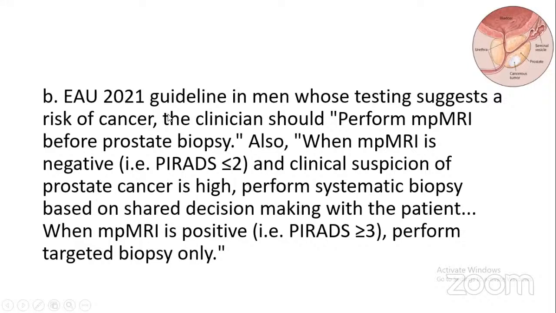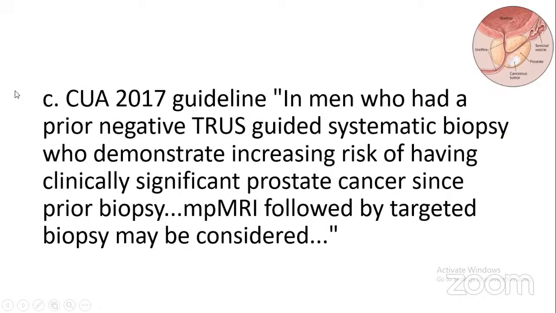EAU 2021 guideline: in men whose testing suggests a risk of cancer, the clinician should perform multiparametric MRI before prostate biopsy. Also, when multiparametric MRI is negative, that's PI-RADS less than or equal to 2, and clinical suspicion of prostate cancer is high, perform systematic biopsy based on shared decision making with the patient. When multiparametric MRI is positive, that's PI-RADS more than or equal to 3, perform targeted biopsy only.